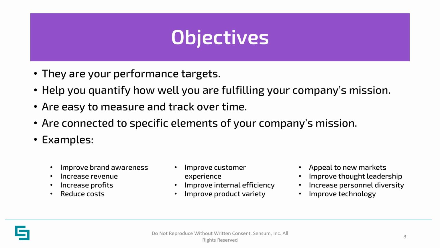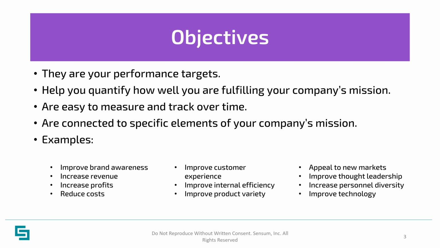We now go to objectives. Your objectives are your business goals or performance targets. They help you quantify how well you are fulfilling your company's mission. When choosing your objectives, make sure they are easy to measure and to track over time. Also, make sure they are connected to specific elements of your company's mission.